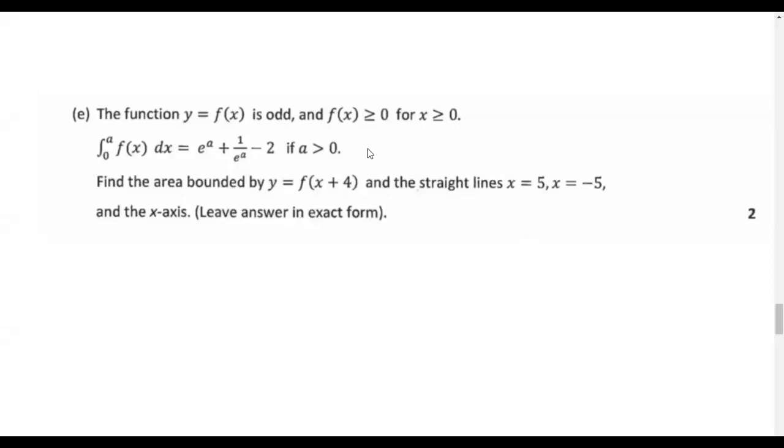So here we've got an algebraic question. You have a function which we're told is odd, f(x), which is positive for all positive x. And the integral from 0 to a of f(x) dx is e to the a plus 1 over e to the a minus 2 for a positive, which means x positive as well. And you want to find the area bound by y equals f of x plus 4, and the straight lines x equals 5 and negative 5, and the x-axis.